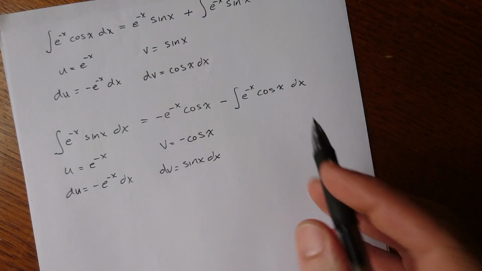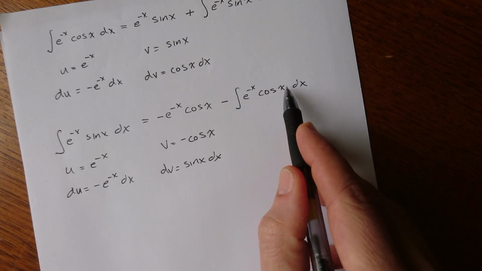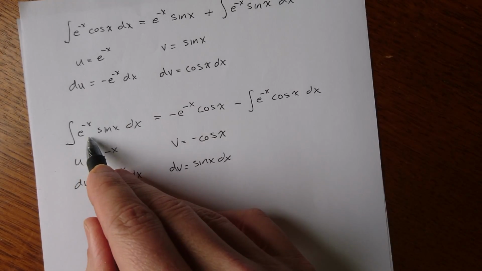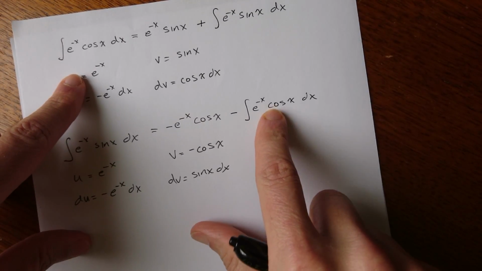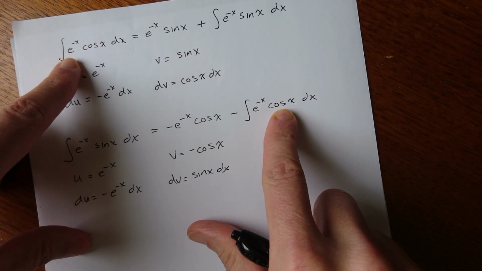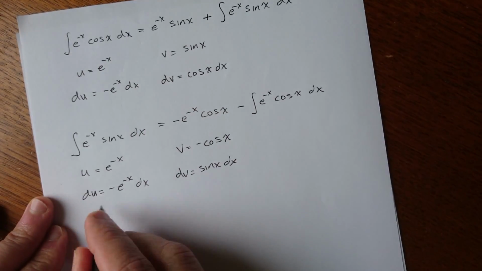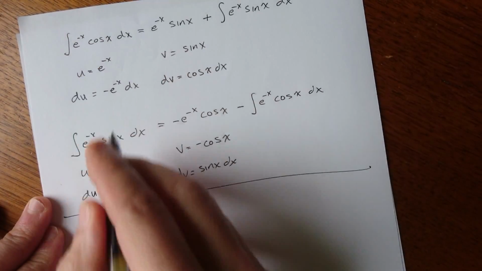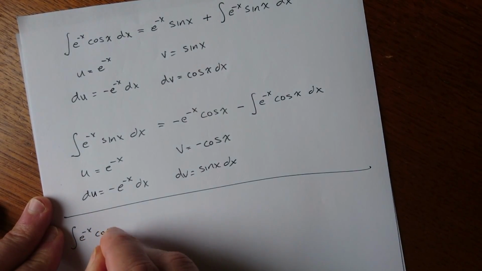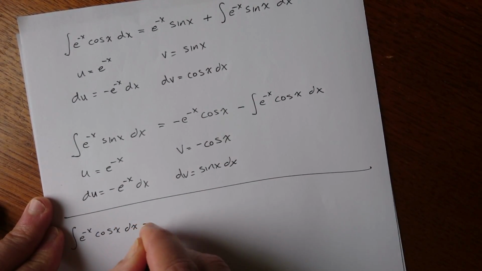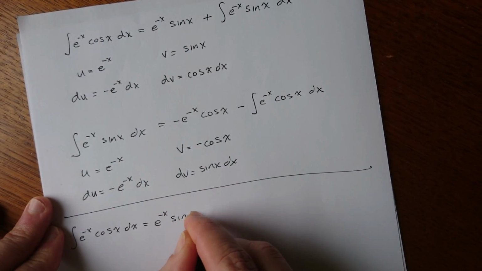Okay. Now, again, it seems like nothing useful happened, right? We still end up with another integral that's almost like what we started. But one thing we can notice is that's exactly the same integral that we began with. Okay. So let's put this together. So starting from here, right? Let's start from here. I have the integral of e to the negative x cosine of x dx equals, we didn't do anything to this, e to the negative x sine of x.